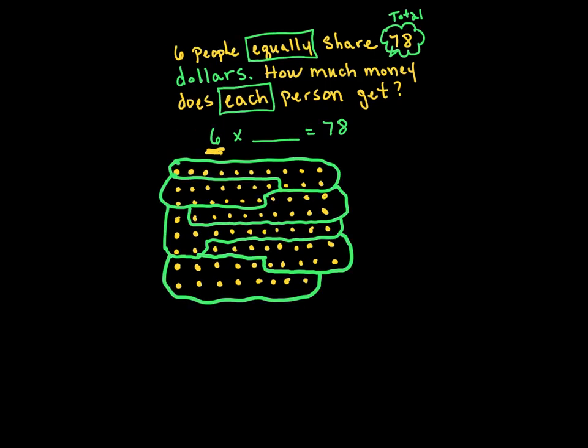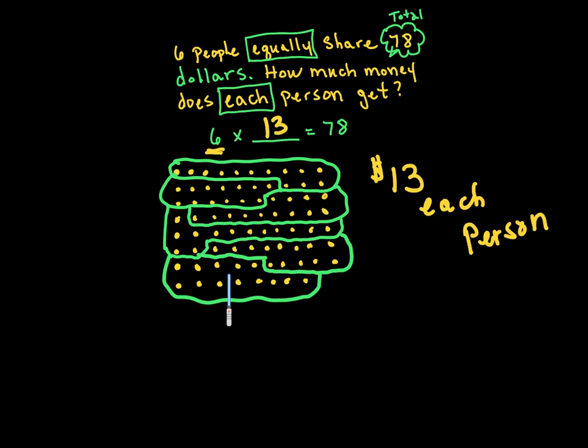Again, to save some time and not sit watching you count all these out, we made 6 equal groups. And if you look carefully right here, we've got 1, 2, 3, 4, 5, 6. And how many are in each group? 1, 2, 3, 4, 5, 6, 7, 8, 9, 10, 11, 12, 13. So $13 is going to go to each person. So 6 times 13 is 78.